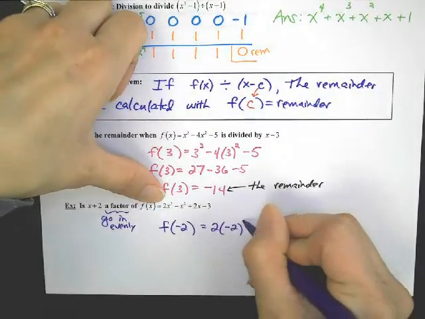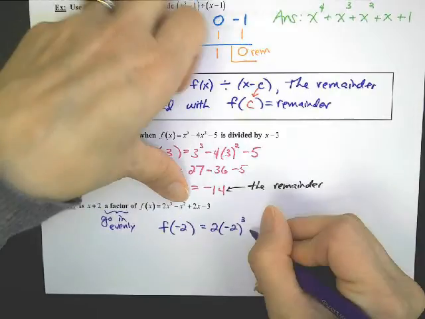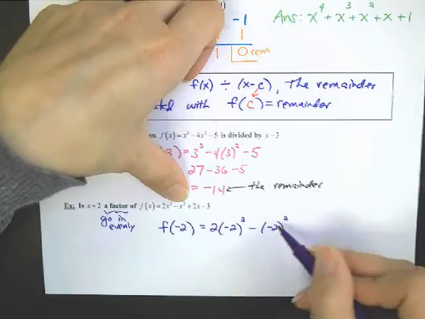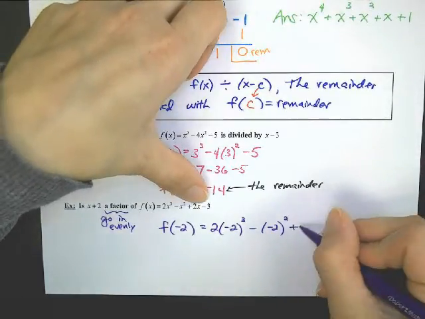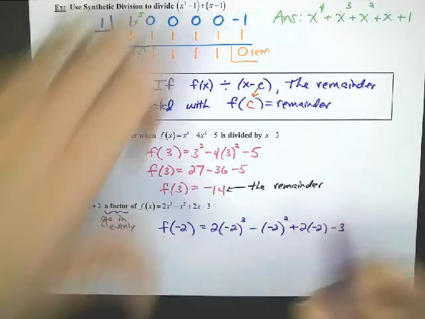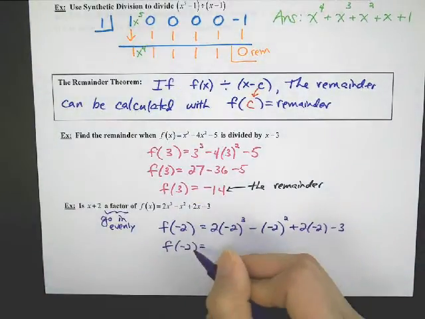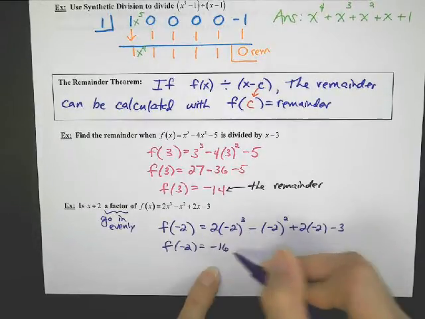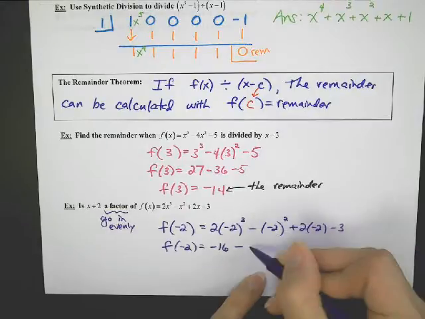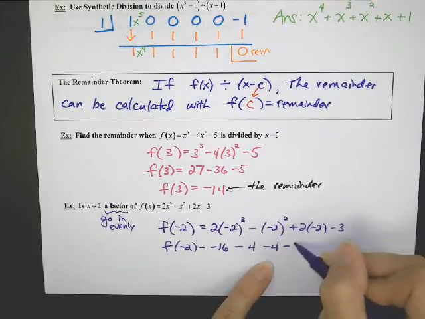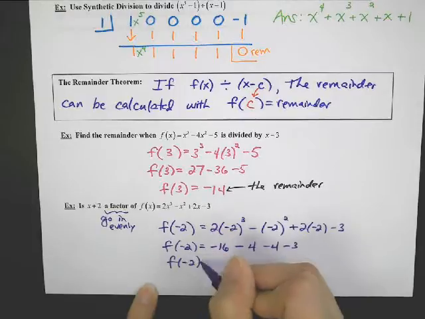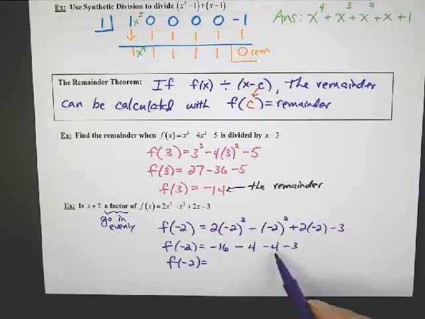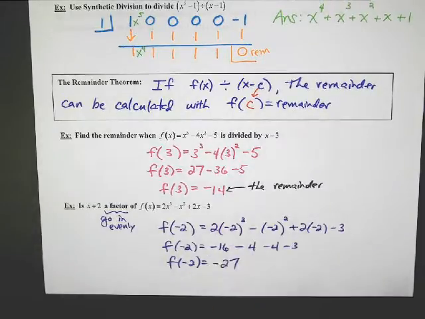2 times negative 2 has to get cubed. Make sure you use parentheses there. Minus negative 2 has to get squared. Do these cancel? No. Powers first, then adding. Plus 2 times negative 2 minus 3. So let's see. How would you do the work for this? First, let's do negative 2 cubed. That's negative 8 times 2, negative 16. Minus, that becomes a positive 4. Minus 4 minus 3. F of negative 2 is, wow, negative 16, negative 20, negative 24, negative 27.